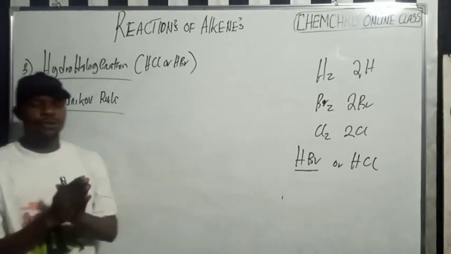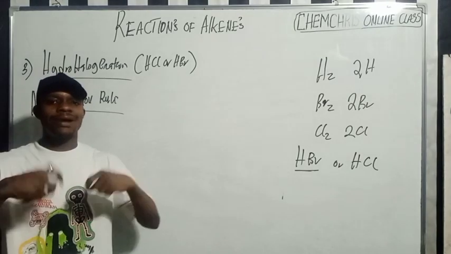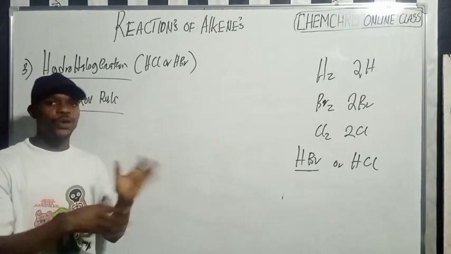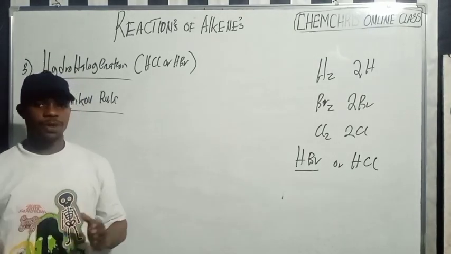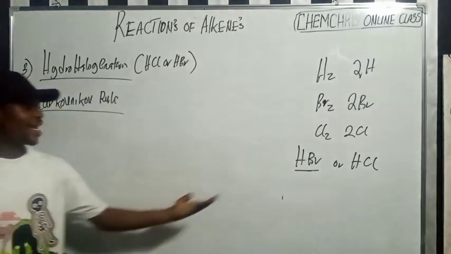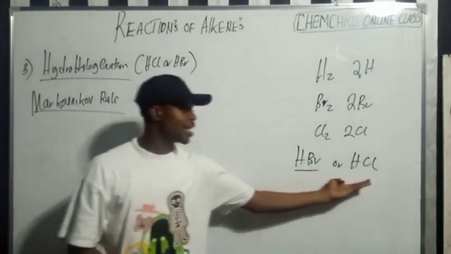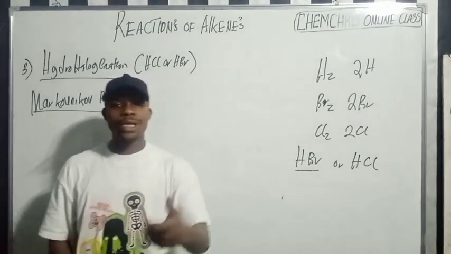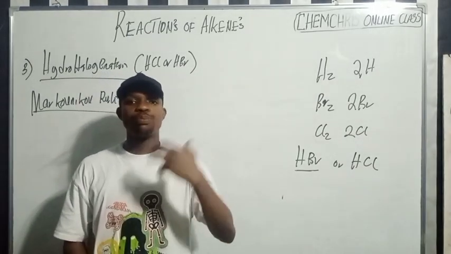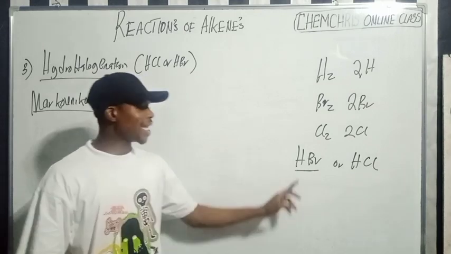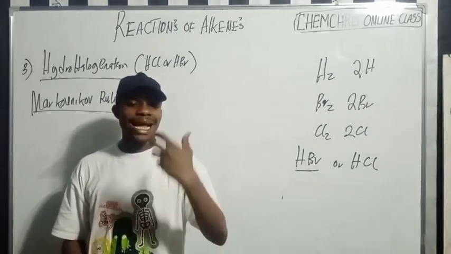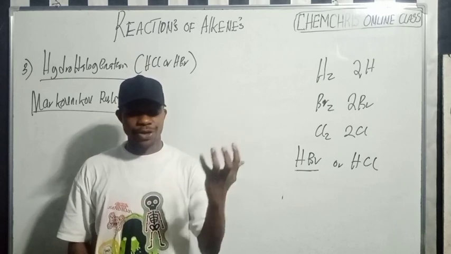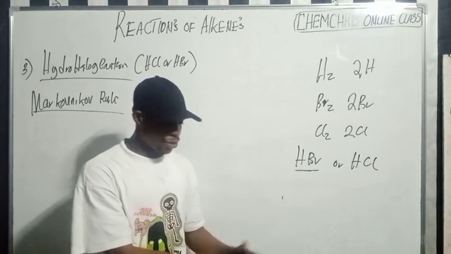And in the Markovnikov rule, hydrogen is always added to the carbon atom with more hydrogen atoms. So when you're adding either HBr or HCl, what will happen here? The hydrogen is always added to the carbon atom with more hydrogen, while the halogen is always added to the carbon atom with less hydrogen. That's what's called Markovnikov addition.